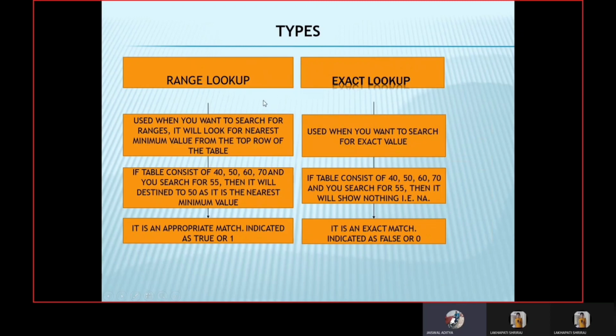Types. There are two types of HLOOKUP function. Range lookup and exact lookup. Firstly, let's look at range lookup. Used when you want to search for ranges, it will look for the nearest minimum value from the top row of the table. If the table consists of 40, 50, 60, 70 and you search for 55, then it will go to 50 as it is the nearest minimum value. It is an approximate match indicated as true or 1.